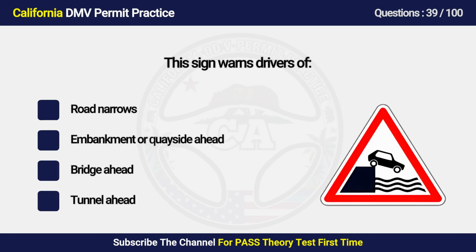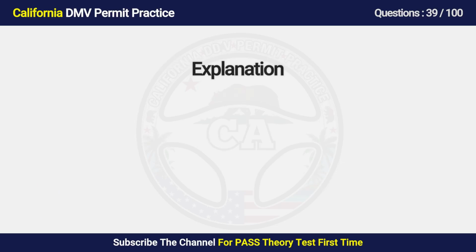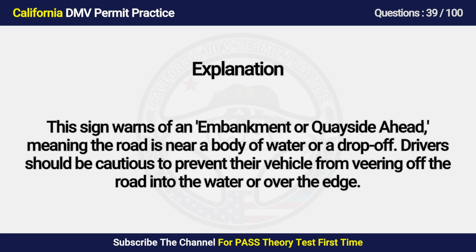Question 39. This sign warns drivers of A, road narrows, B, embankment or quayside ahead, C, bridge ahead, D, tunnel ahead. Answer is B, embankment or quayside ahead. This sign warns of an embankment or quayside ahead, meaning the road is near a body of water or a drop-off. Drivers should be cautious to prevent their vehicle from veering off the road into the water or over the edge.